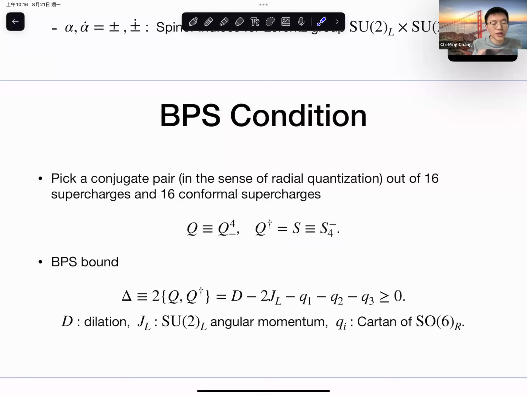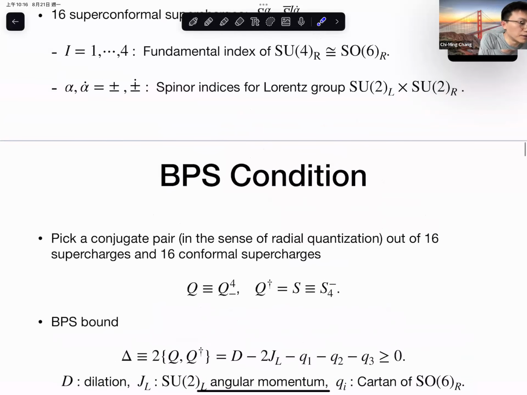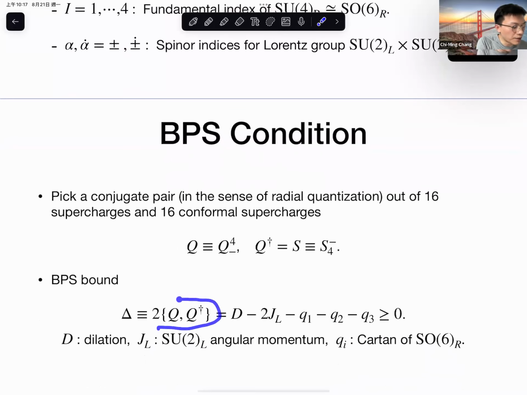And with Q and Q bar, we can consider the anti-commutator of Q and Q bar. By the superconformal algebra, this anti-commutator equals some linear combination of charges. D is the dilatation operator, J left is the SU(2) left angular momentum, and Q_I are the Cartans of SO(6)_R, or equivalently SU(4)_R. Because this combination equals the anti-commutator of Q and Q dagger, it should be non-negative. So we have the famous BPS bound. The operators that saturate this BPS bound are called BPS operators.